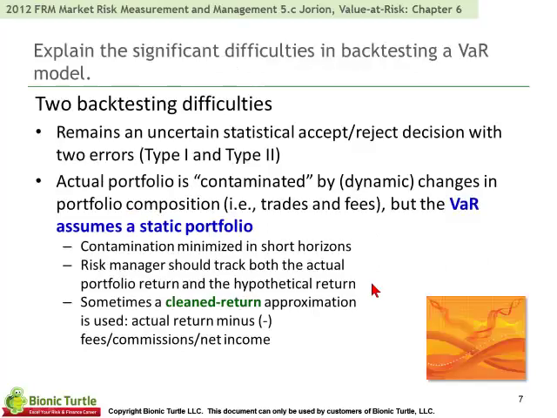So the two backtesting difficulties are: we have the historical database, but if we think about our econometrics, a historical data set is just a sample. It's just a sample we happen to experience. So this backtesting remains an uncertain statistical decision. Do we accept, do we reject the model? And with the possibility that we can create two kinds of errors. If we accept or reject, we always have the possibility of either a type 1 or type 2 error.